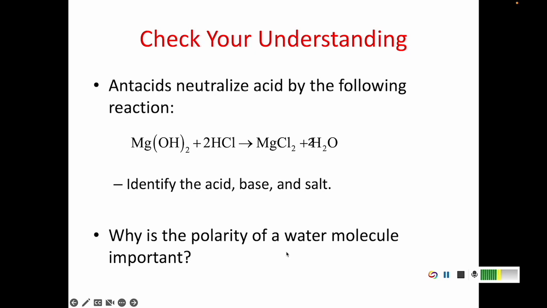Also, at this point, you should be able to tell me why the polarity of a water molecule is important.